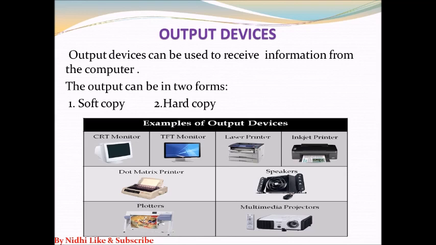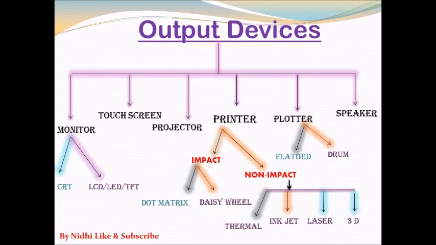Now we are going to see the categories of output devices. First is monitor. Monitor is further categorized into cathode ray tube monitors that were used earlier, and then liquid crystal display monitors, light emitting diode monitors, thin film transistor monitors, and touch screen. Next categorization is projector. Then printer. Printer is further categorized into two categories: impact printer and non-impact printer. Impact printers work on the mechanism of typewriters and include dot matrix, daisy wheel, page printers, etc. Non-impact printers include thermal printer, inkjet printer, laser printer, 3D printers.